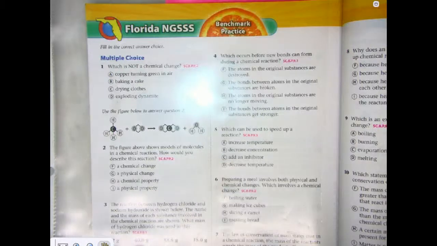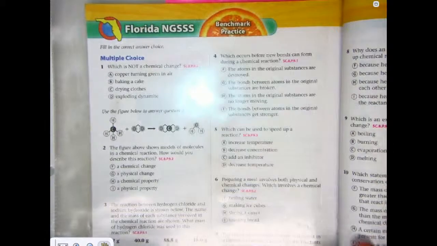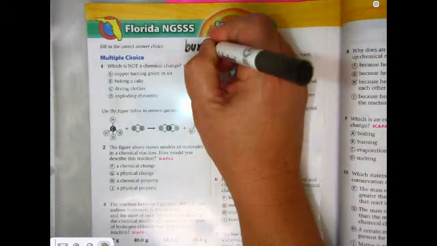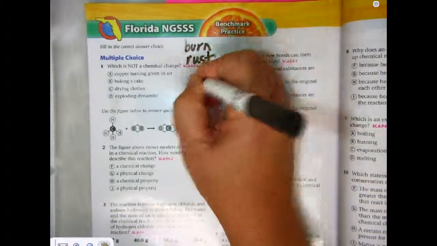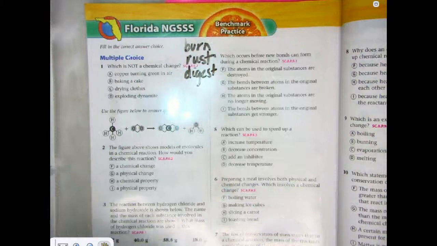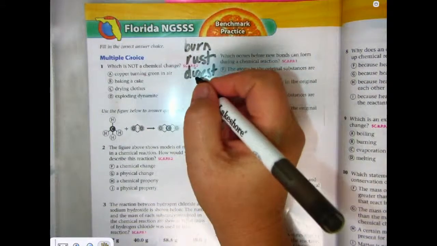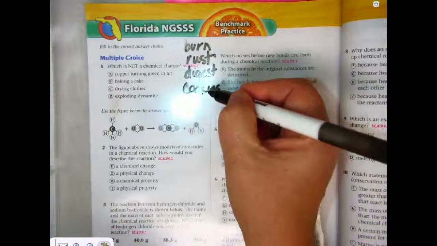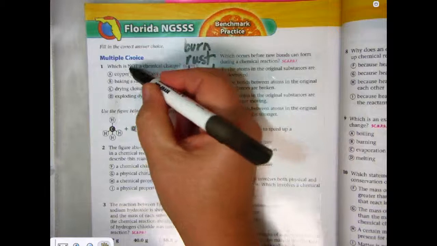Okay, so let's go over the questions that we did on the pre-test. It says which is not a chemical change, and for this you should have a mental model of chemical changes: burning, rusting, digestion or eating, and cooking. Okay, so burning, rusting, digesting, and cooking. So what you have to do is look at the one that it's not.